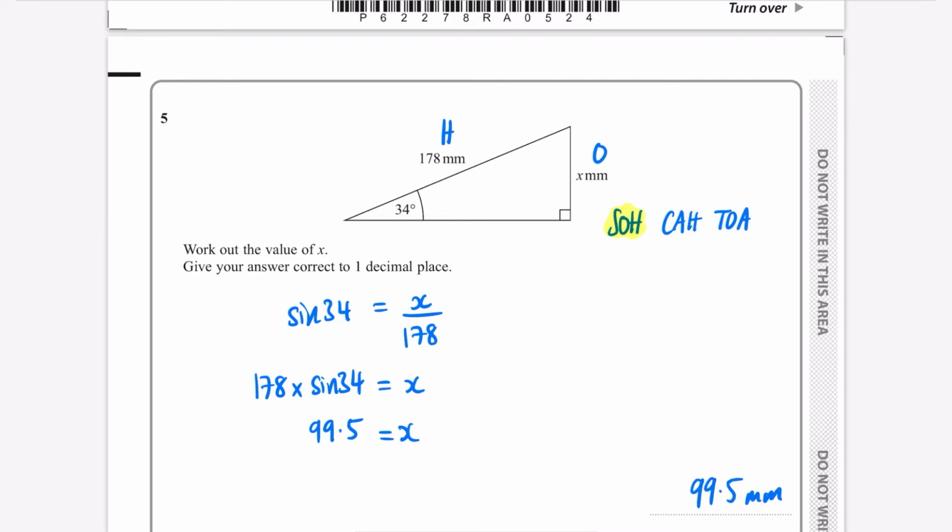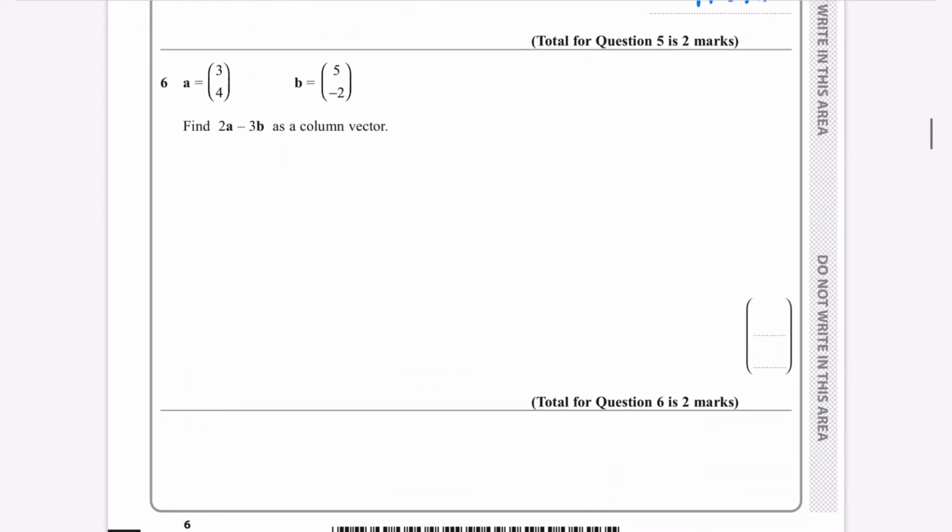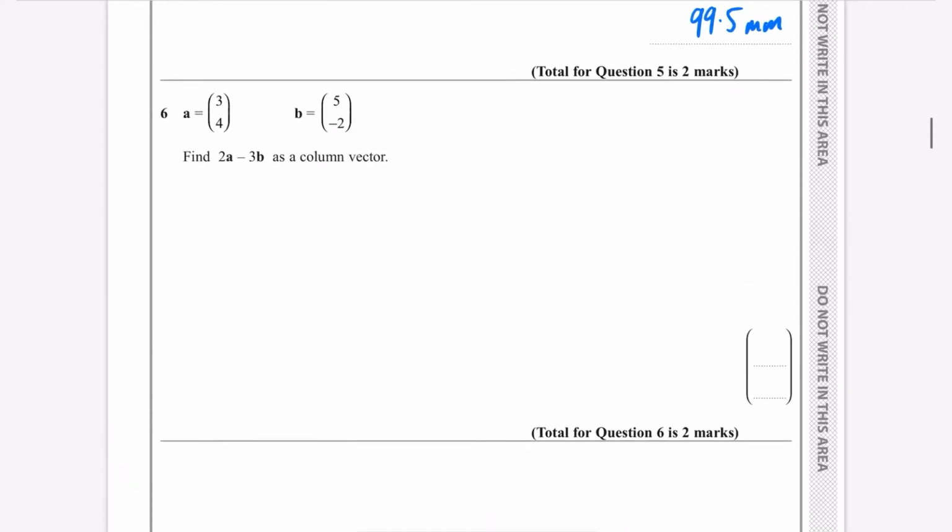Okay, that was question 5. Let's have a look at question 6 now, and question 6 is a vectors kind of question that we have. So it says 2a minus 3b. Find 2a minus 3b as a column vector. So 2a minus 3b, nice and easy.